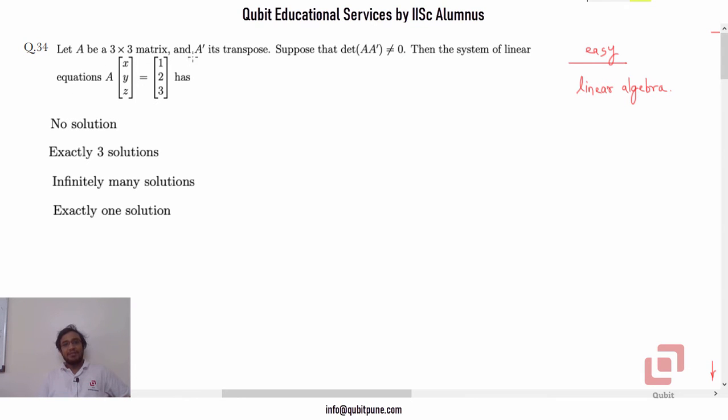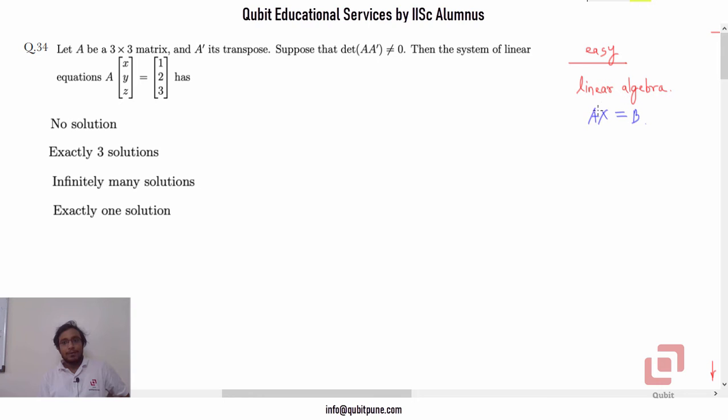Let A be a 3 by 3 matrix and A prime its transpose. Suppose that the determinant of A into A prime is not equal to 0. Then the system of linear equations A into xyz equal to 1, 2, 3 has no solution, exactly 3 solutions, infinitely many solutions, or exactly 1 solution. Now this is a standard problem in linear algebra, whose main task is to solve the system of linear equations Ax equal to b. The other fundamental problem in linear algebra is the eigenvalue problem, which we will learn in the very next year, that is after your 12th.